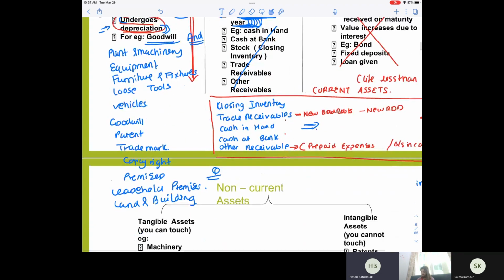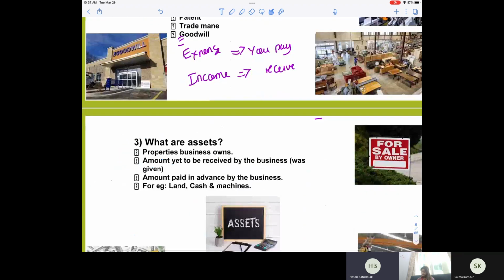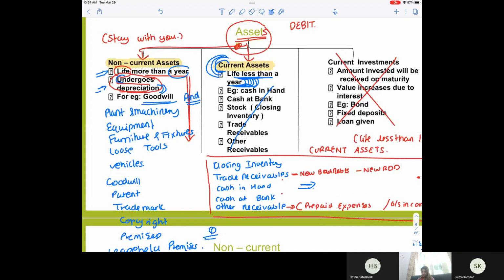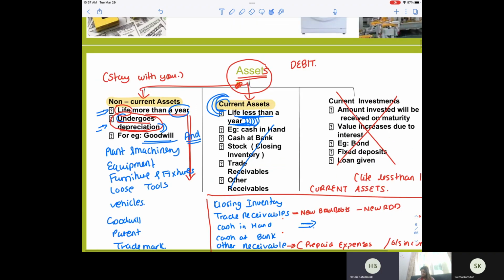What do you mean by loose tools? Loose tool means suppose you have a furniture business. So you're going to have the hammer, nail, screwdriver, the drilling machine and all. So that is your asset with the help of which you make your goods. Okay, so loose tools are small value items, but they are your assets. I understand this.